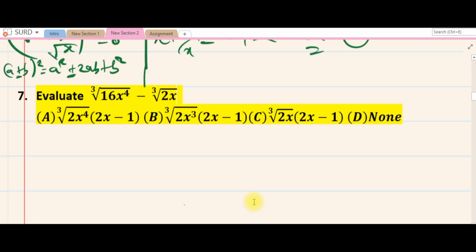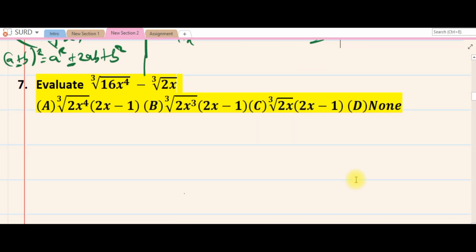So the next question, we are asked to evaluate that. Again, looking at this cube, whatever is inside, we need to write it in terms of cube. So I have 16 is 8 times 2, and 8 is 2 cube times 2. That's my 16.